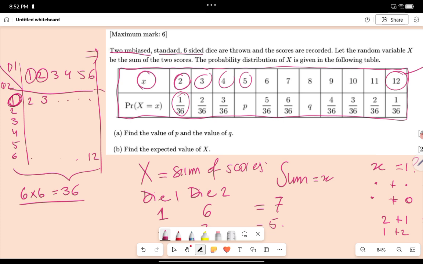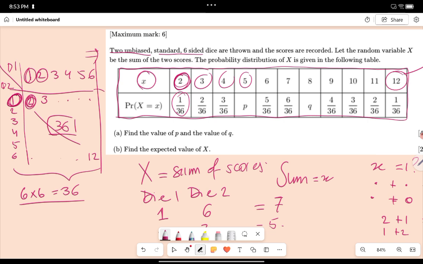And to get 2, guys, the only option is to get 1 and 1. So this is just one possibility out of 36. We've got 36 up here. You see? So that's why it's 1 over 36.